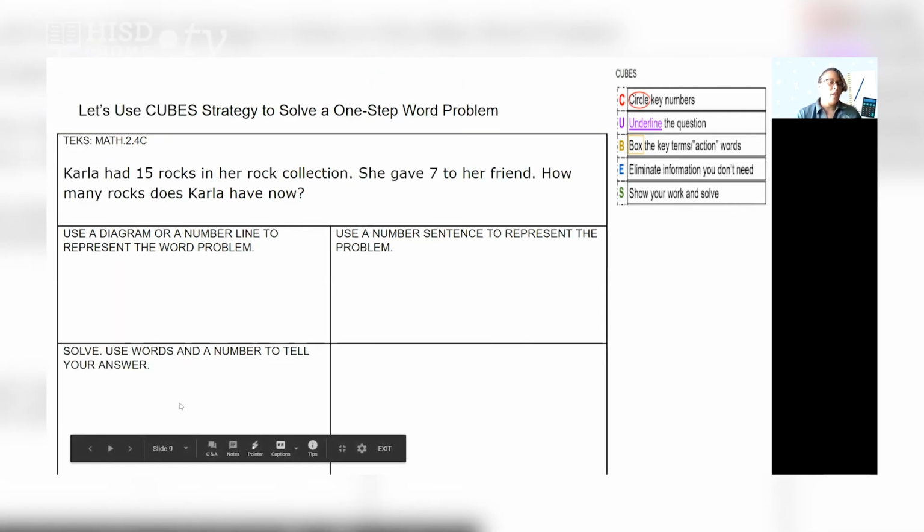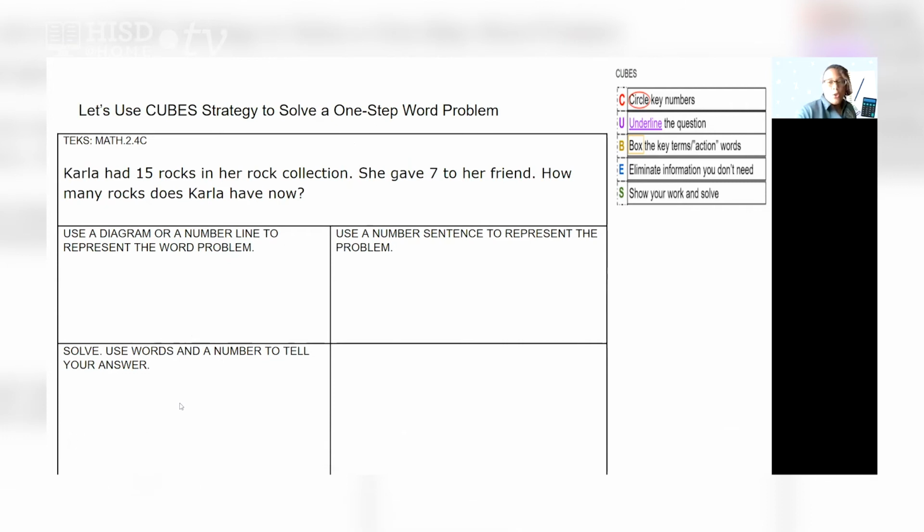Now let's try one more. In this problem, boys and girls, it says that Carla had 15 rocks in her collection. She gave 7 to her friend. How many rocks does Carla have now? Well, we want to start with our cube strategy. And you can write that strategy on your paper to remind you what to do when you have a word problem.